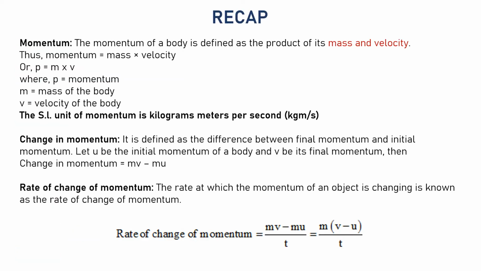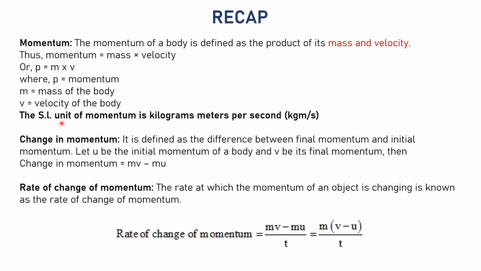Students, let's do a small recap first. Momentum: what is momentum? It is the product of mass and velocity. Momentum is denoted by a small letter p. Here p is momentum, m stands for mass and v stands for velocity. What is the SI unit of momentum?